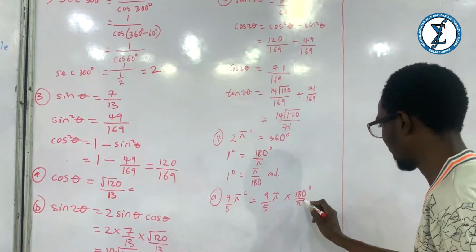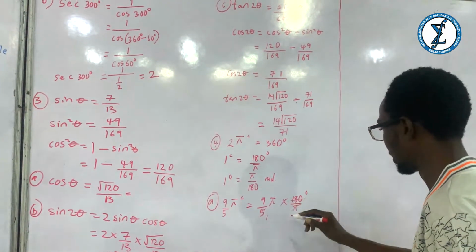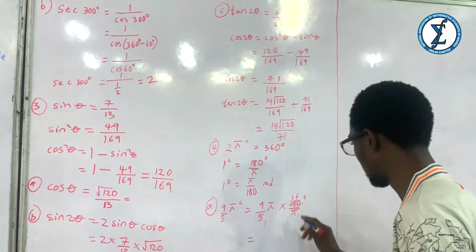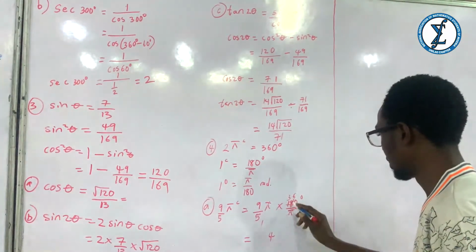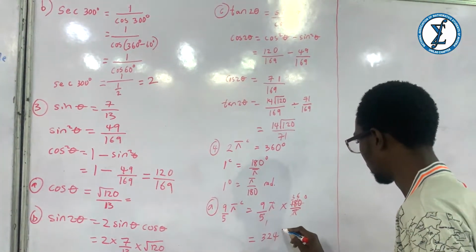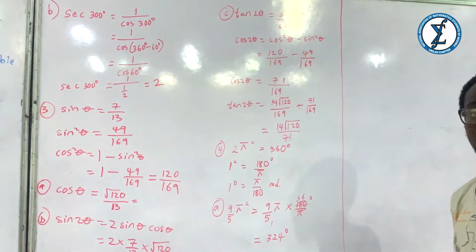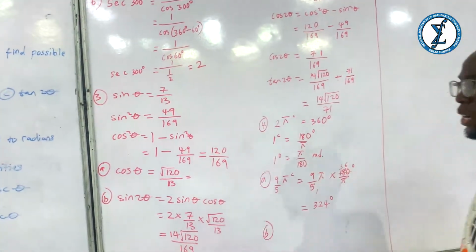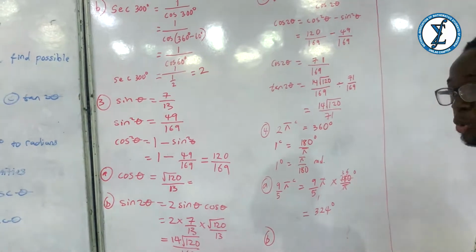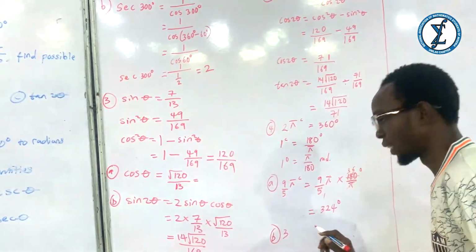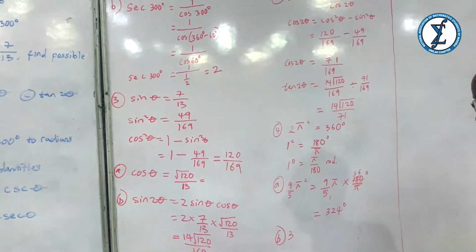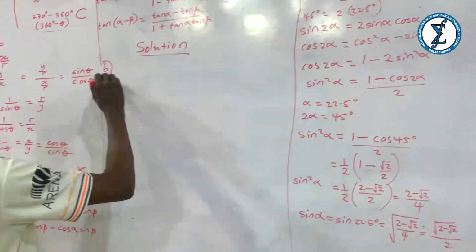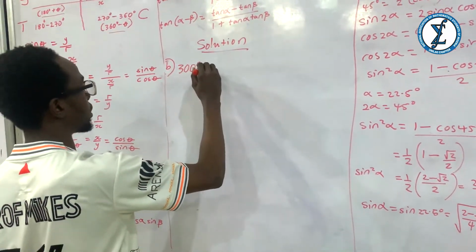Working with degrees, pi takes care of this, and then 5 takes care of this. We have 3 here, we have 6. And so this gives us 324 degrees. All right, and then B, we have to convert from degrees to radians. Okay, let's solve this question over at the other side. So we are evaluating for B. So we have to convert 300 degrees to radians.